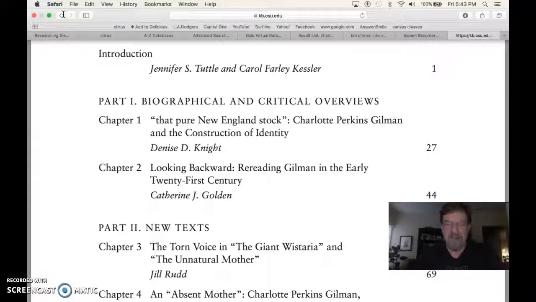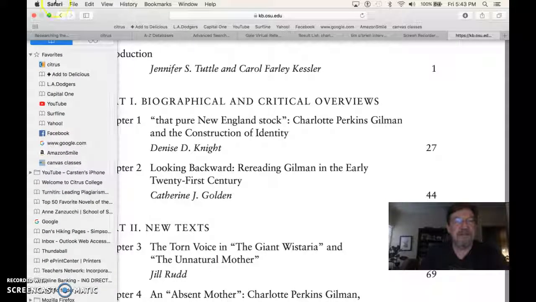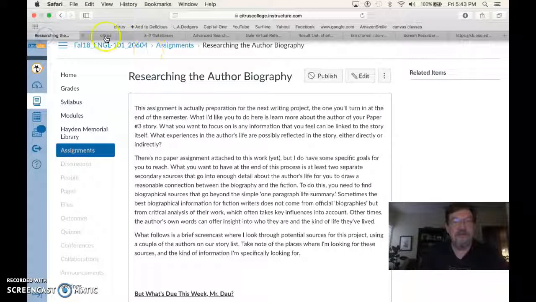So this week's assignment: find me a couple of sources that you think have a decent amount of material, more than just a paragraph, that would give us some biographical insight on the author. All right, I think that's all I have to do for today on this.